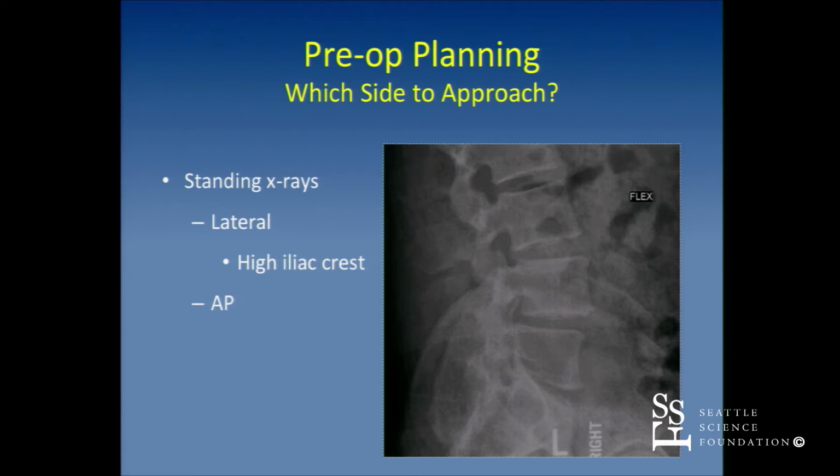Next step is to look at the X-rays as well as your MRI to determine, first of all, whether or not the approach is safe, and second of all, which side to approach, the left side or the right side. So starting with lateral X-rays, if you're considering doing an L4-5 lateral approach here, you can see you have a high riding iliac crest, which would make it nearly impossible to do a lateral approach in this patient.